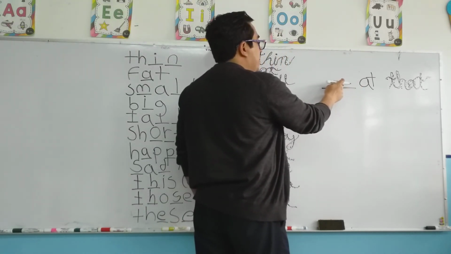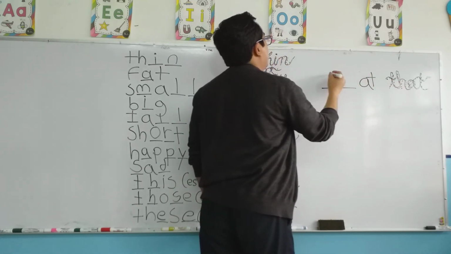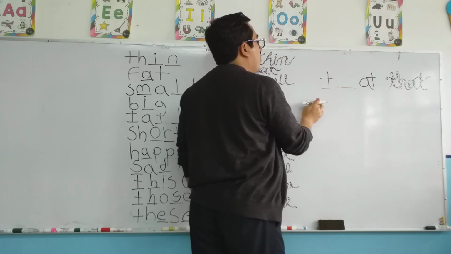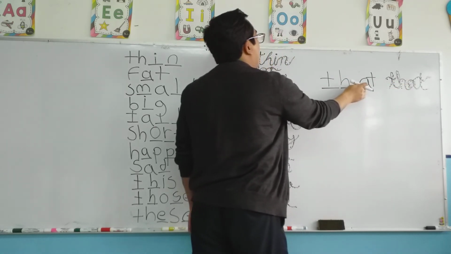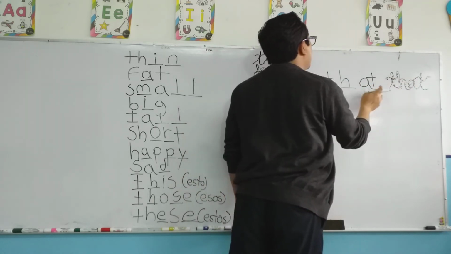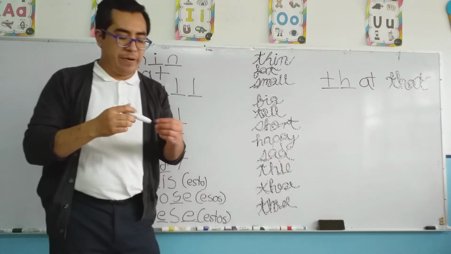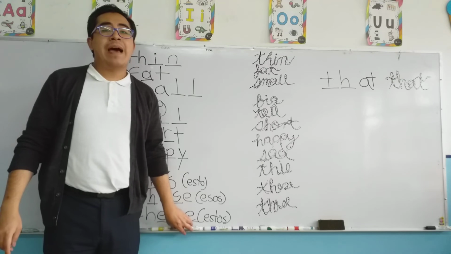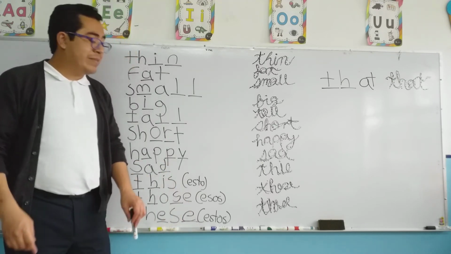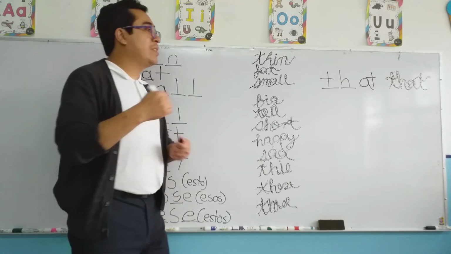that. For that, the letters are T of tomato, H of Hannah, A of Alondra, and T of tiger. And the word says that. Now, that in Spanish, eso.